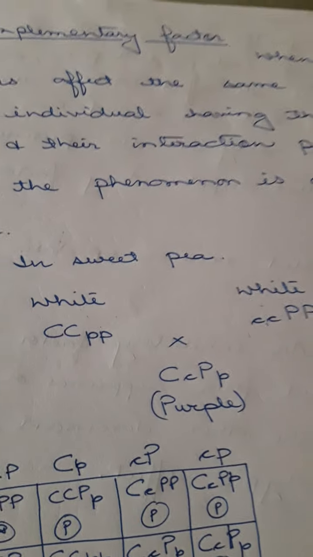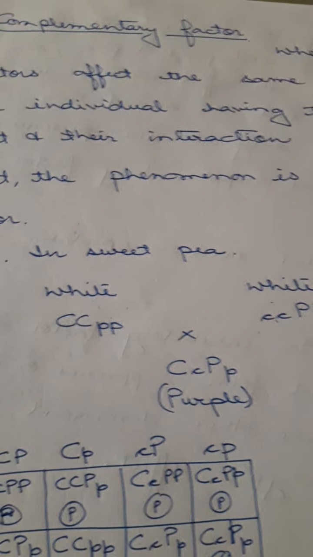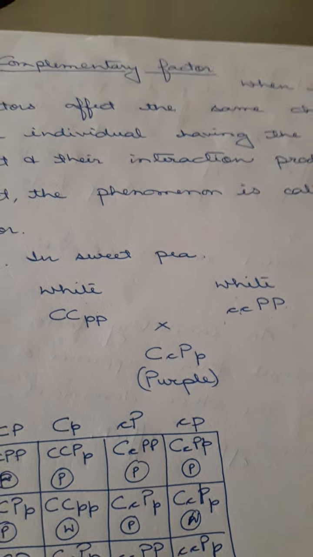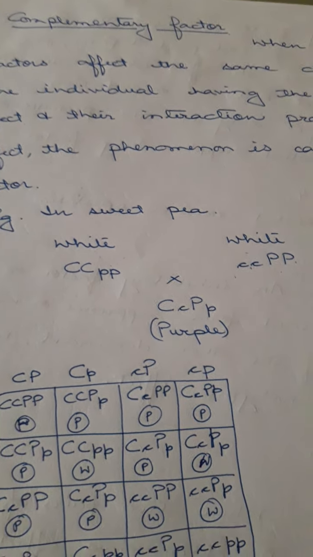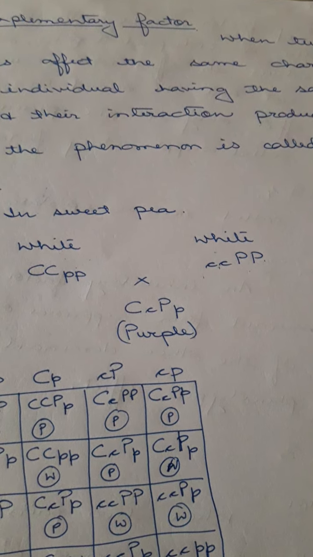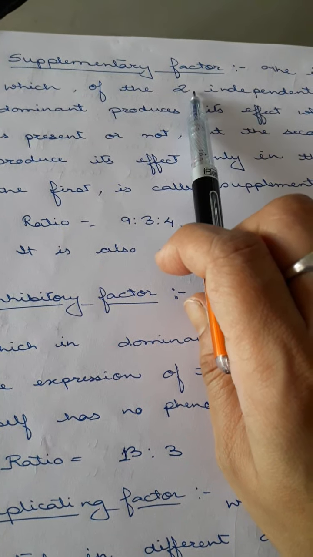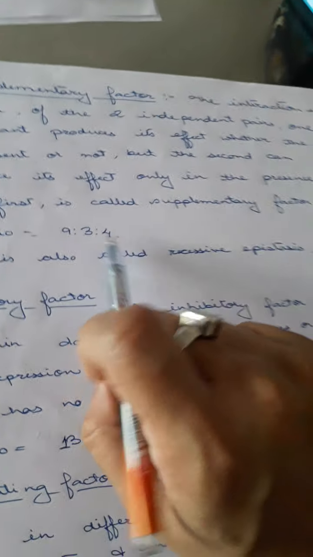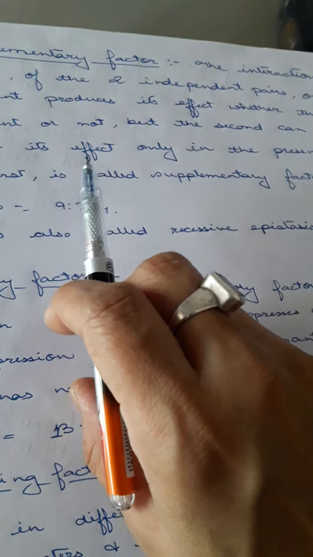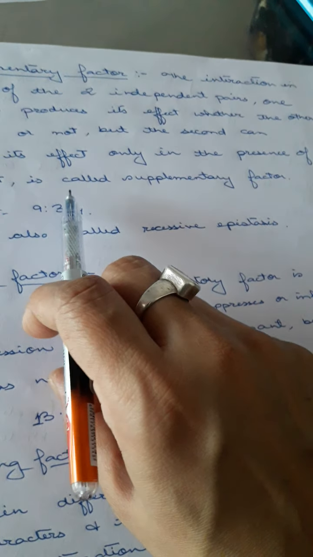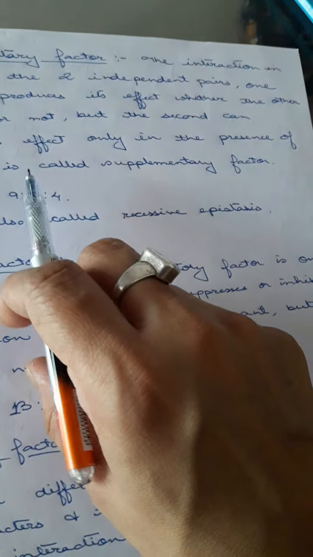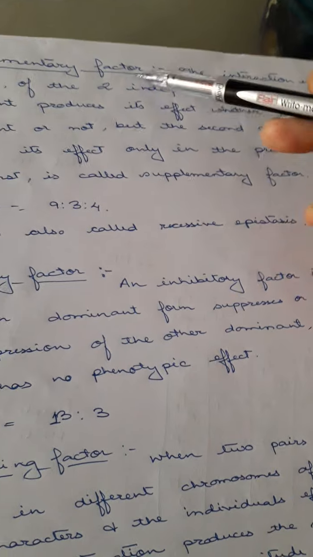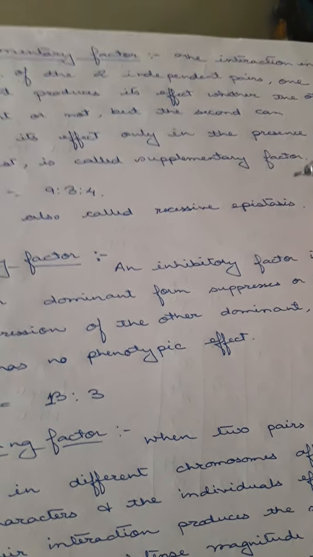Basically for these things we have to remember the ratios. For epistasis, also known as dominant epistasis, the ratio is 12:3:1. Complementary factor, the ratio is 9:7. Then we come to the supplementary factor, also known as recessive epistasis. Here the ratio is 9:3:4. Here the interaction involves two independent pairs, where one, the dominant one, produces its effect whether the other is present or not, but the second one will produce its effect only when the first one is present. That phenomenon is known as the supplementary factor.